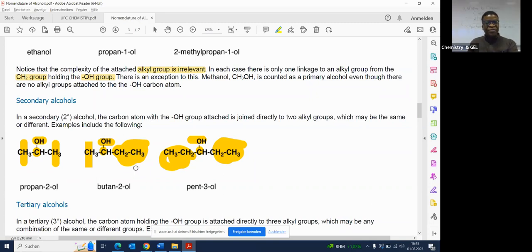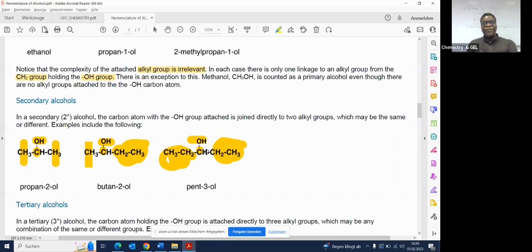Now here, the longest chain, 1, 2, 3, 4. So now remember, we have to respect the presence of the hydroxy group, which is the functional group. So it's either attached on the 1, 2, 3 or 1, 2 from the other side. So we're gonna take the shorter distance. And the parent name is 1, 2, 3, 4, butane. We remove E from butane and we bring in the alcohol. Butane, 2-butanol. Simple as that.